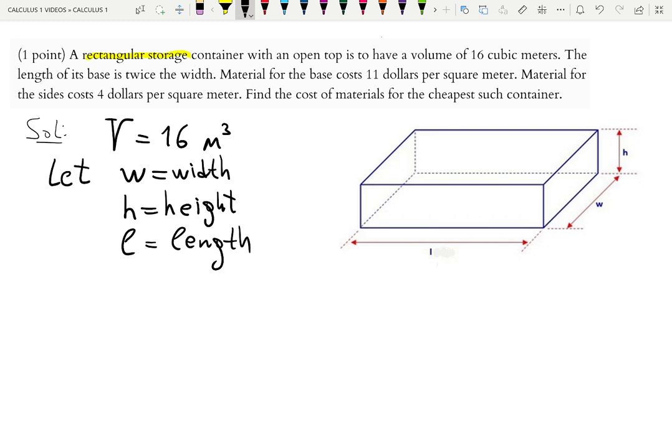To be honest, again, you could have X, Y, and Z, for example, with Z being height, and so on. You choose whatever you like. In this case, I decide to choose W as width, H as height, and then L as length of the box.